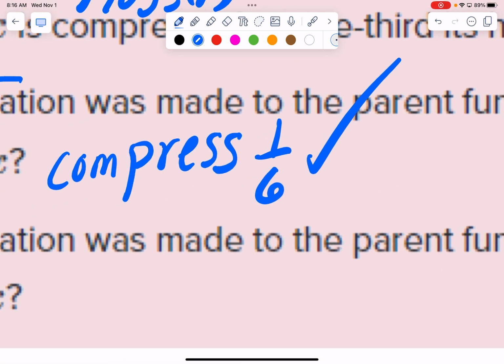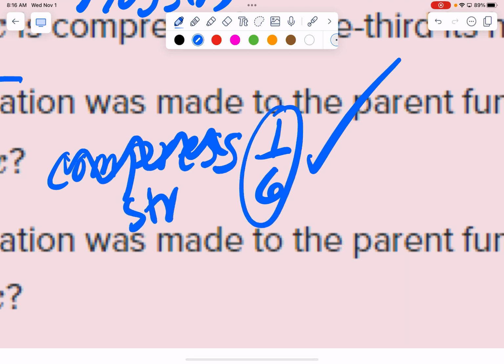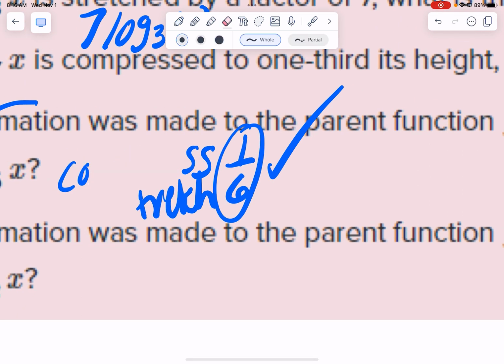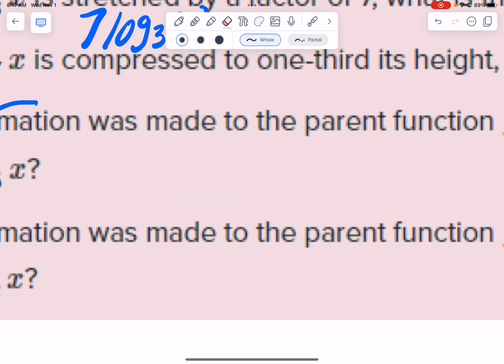Because you're compressing by a factor of 6. Oh, really? They want you to write 1/6. They can even interchange this word for stretch, because on the homework they did that. On the homework, if it says compression and you put in 1/6, it's wrong. You have to put 6. I never knew that. I always thought they wanted 1/6 because they can interchange the word stretch and compression.